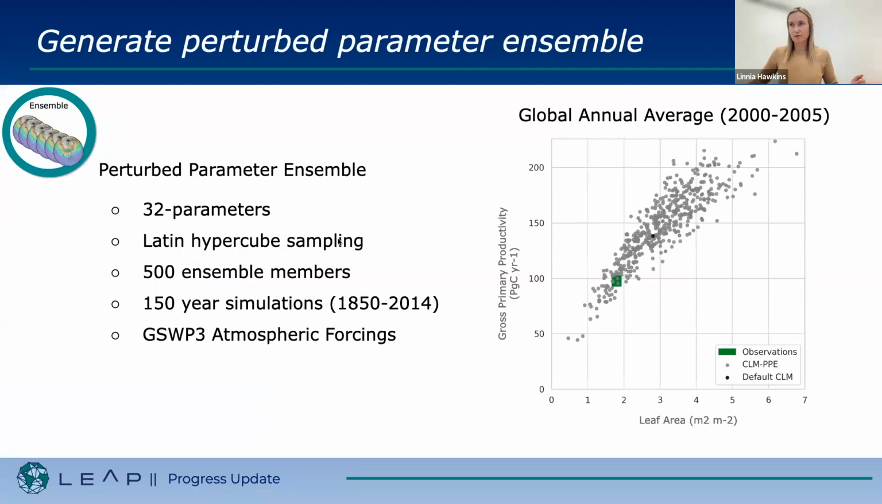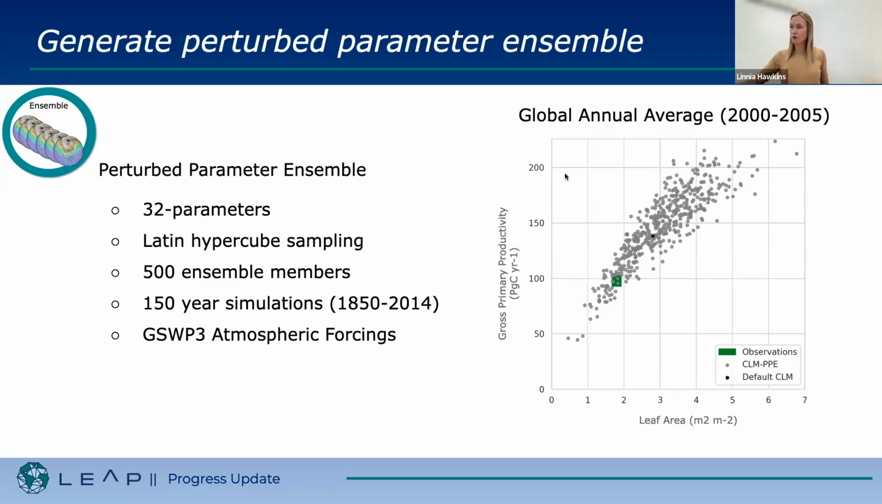So I'll just step through the workflow that we've developed from here. First, we generate a perturbed parameter ensemble. We identified 32 parameters that are most influential on leaf area using Daniel Kennedy's one at a time model perturbation experiment. That's been really valuable as a tool to down sample from the original 200 dimensional parameter space. We then select 500 unique combinations of those 32 parameters using a Latin hypercube sampling scheme. And we run that 500 member ensemble from 1850 to 2014 after spin-up. And we use prescribed atmospheric forcings from a reanalysis product for those simulations.